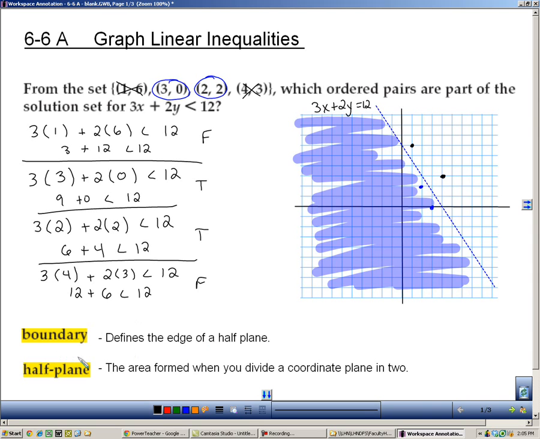Let's look at a couple definitions. A boundary line is a line that defines the edge of a half plane, and a half plane is the area formed when you divide a coordinate plane into two. So what's happening here is this dotted line is a boundary. It divides the plane into 2 spots. One half of the plane has the points that work in the inequality. The other half of the plane is all the points that don't work in the inequality.